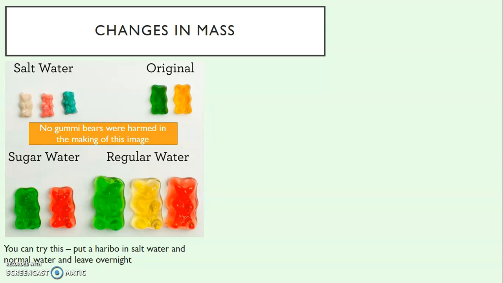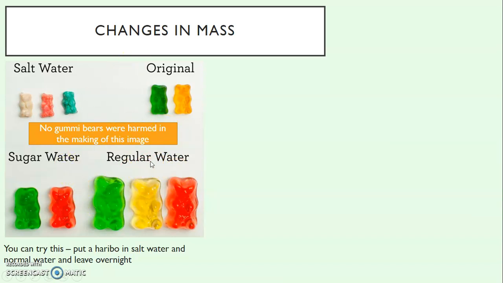So what we've got is our original gummy bears. So this is what they would normally look like. And then they were placed in different solutions for 24 hours. So here you've got your gummy bears that were put in salt water and they look really, really shriveled and sorry for themselves. Sugar water, you can see they've puffed up a little bit. They're relatively big. They're definitely bigger than the original. And then finally, just regular tap water. They have got massive. You've got really big, giant gummy bears.